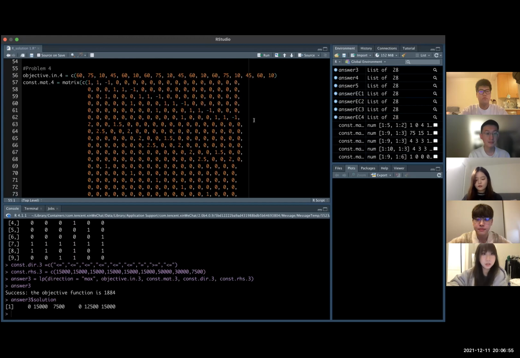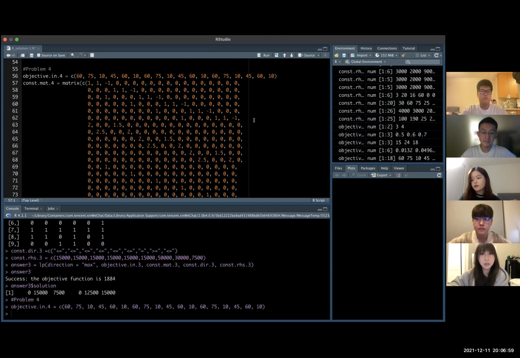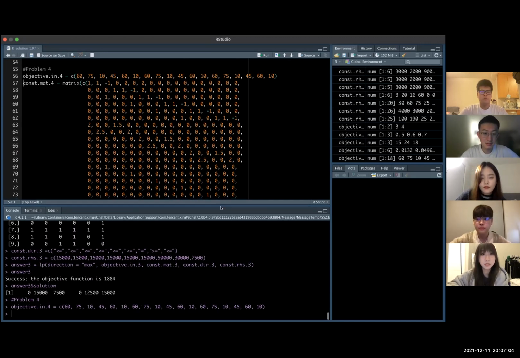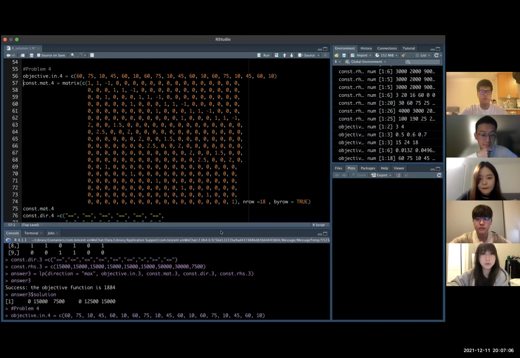For question 4, the problem is to find a least cost production plan. In our example, a company produces 2 products, which are A and B, using 2 types of machine S and Y over a planning period of 3 months.